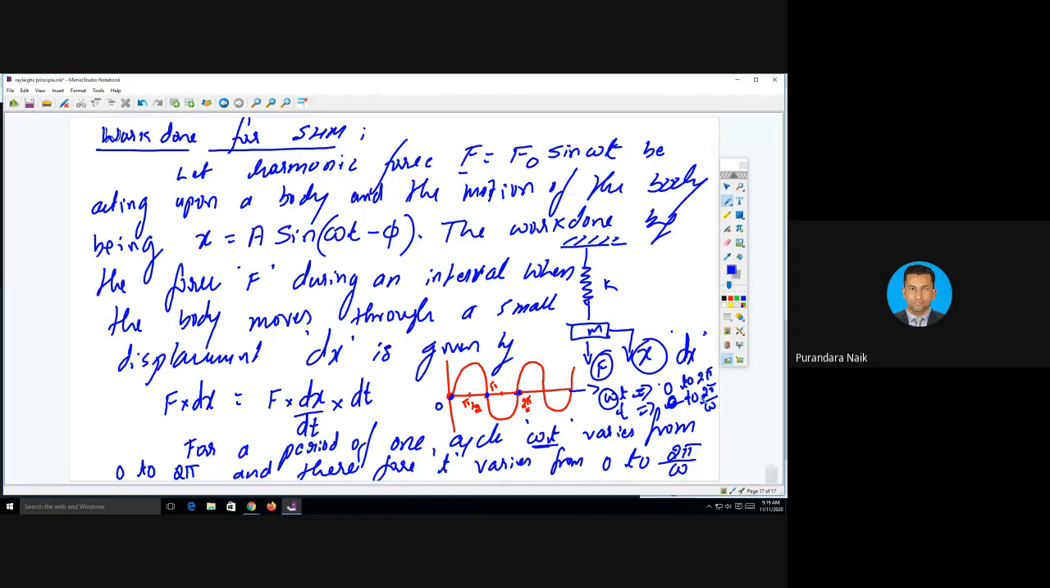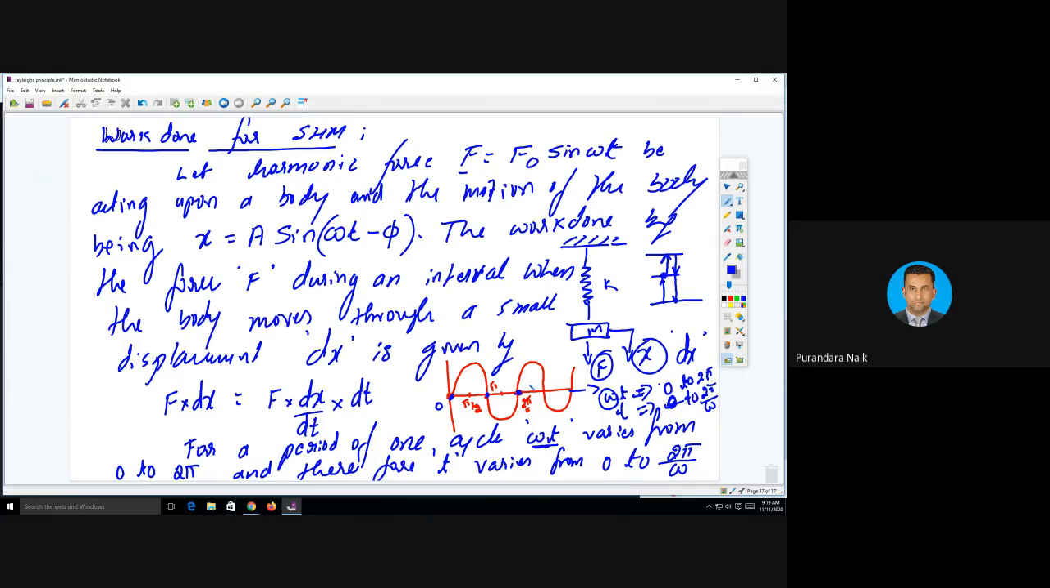One cycle means it travels a distance x and reaches the original position. So if this is the mean position and this is the maximum position, it moves up and comes down, then again it moves up and reaches this point. So this is one complete cycle. Now what will be the work done for one cycle, that we are going to find out.